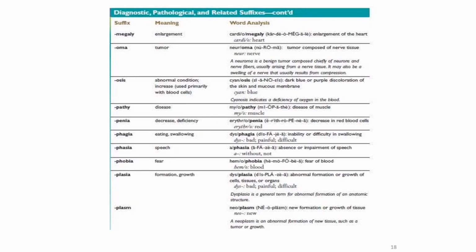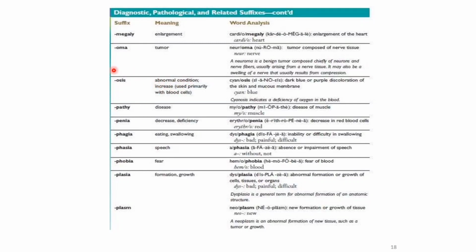Now another suffix is megaly. Megaly means enlargement. And the word analysis for the suffix megaly is cardiomegaly, that is enlargement of the heart. Then another one is oma. Oma means tumor. And the word analysis for the suffix oma is neuroma, that is the tumor composed of the nerve tissue.